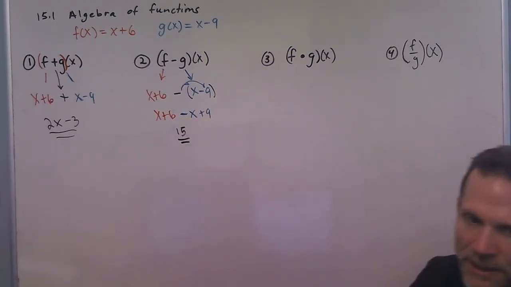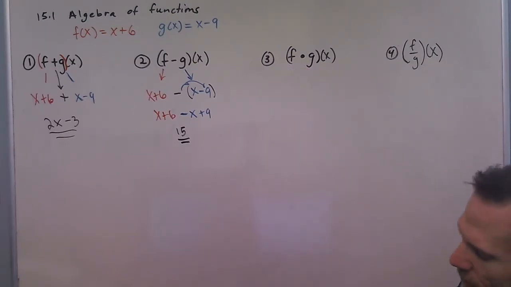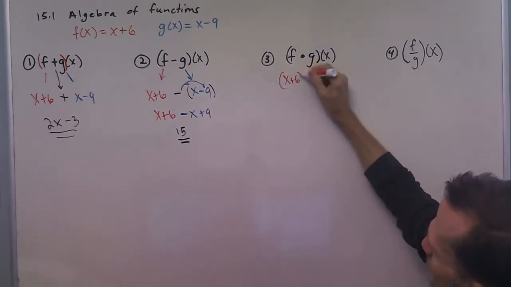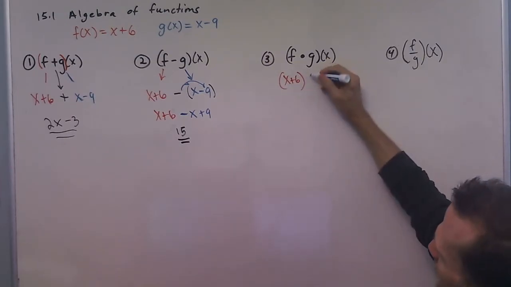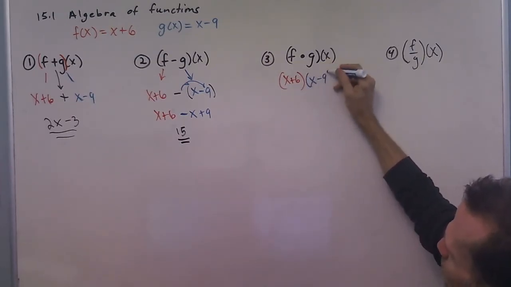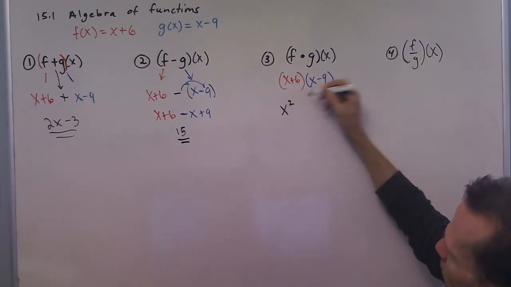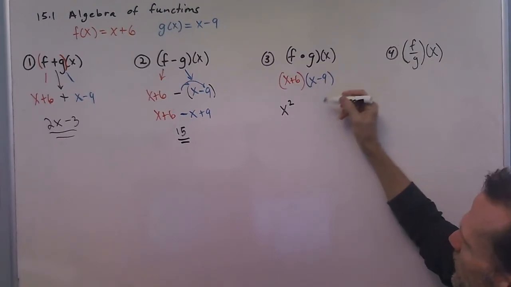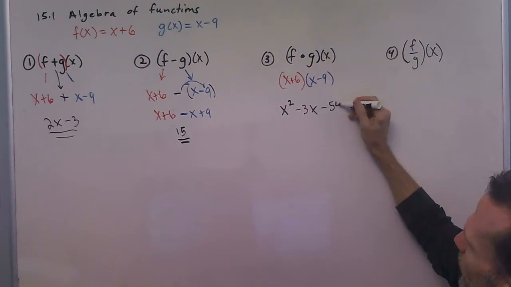Okay. And then this one says f times g of x. So whatever the f function is given up above, x plus 6, and the g function is x minus 9. And then we get something that we're quite familiar with at this time of the course. We're just going to FOIL this. We get x squared, outside negative 9, positive 6, 3x, and then minus 54.